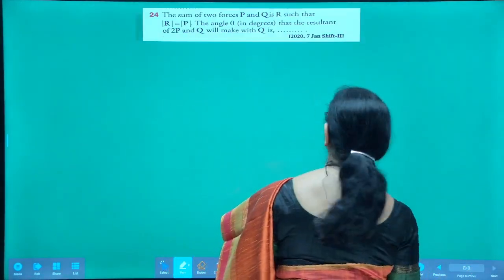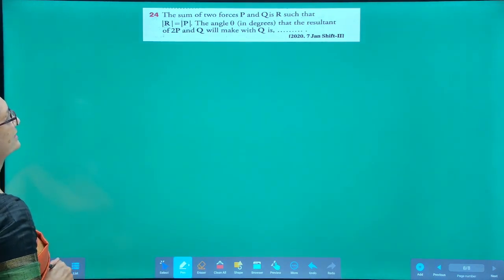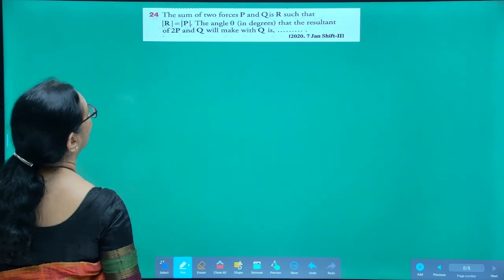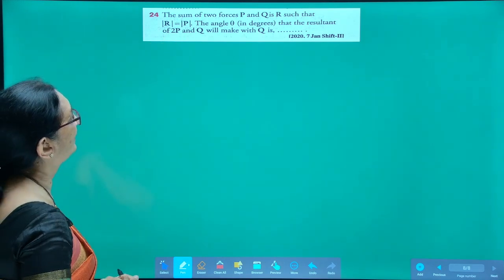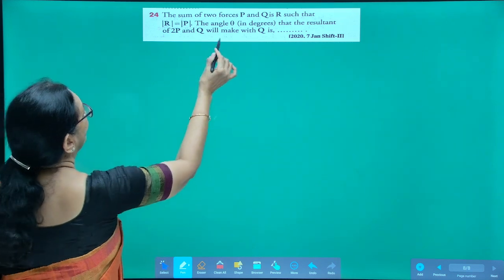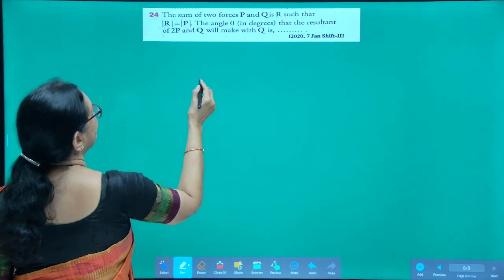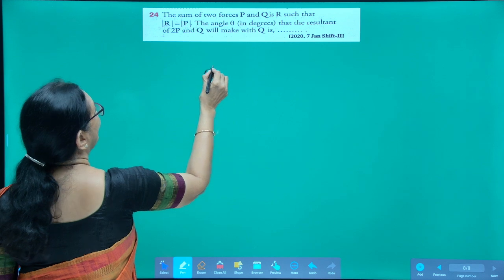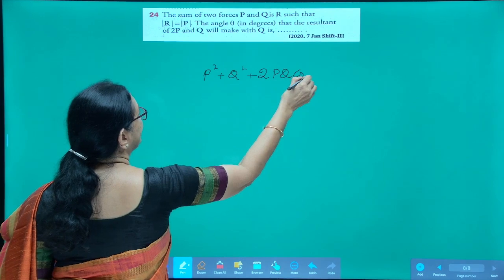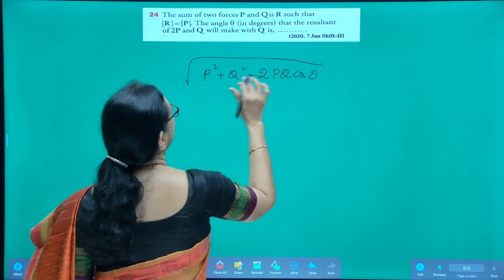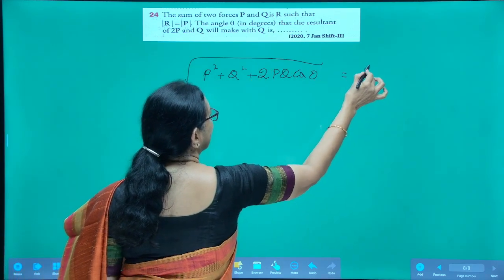And the last problem. Look here. The sum of the two forces is R such that R is equal to P. The angle the resultant of 2P and Q makes with Q. So, the magnitude of the sum of these two forces is R equals the square root of P square plus Q square plus 2PQ cos theta, such that R is equal to P.